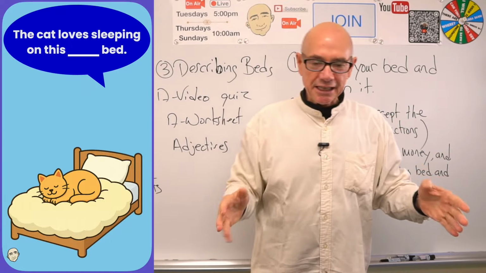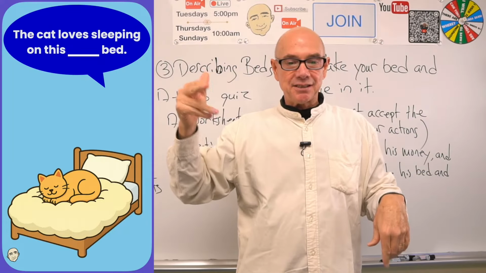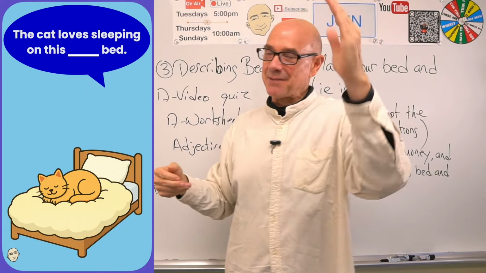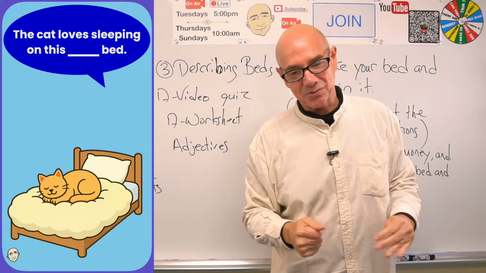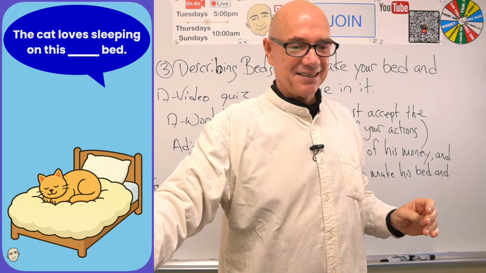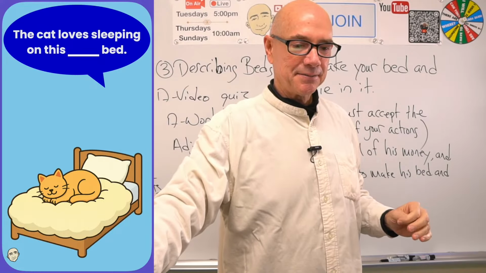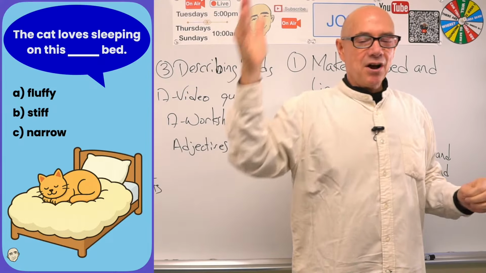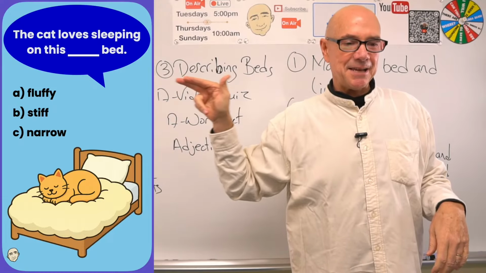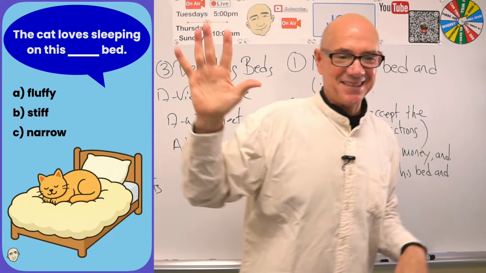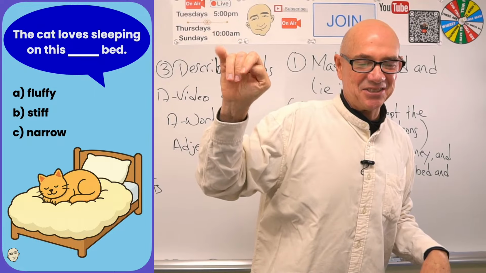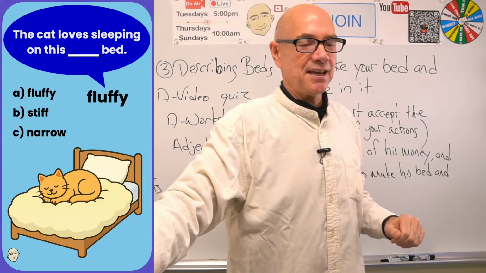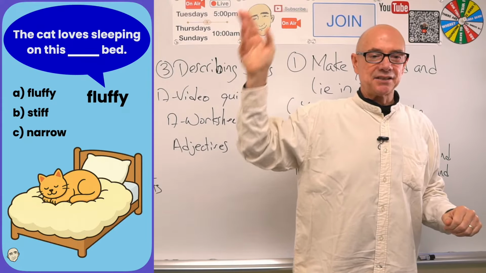Now, Mary, cushion is a noun, but to make it an adjective, we can say cushiony. I think that's a word, cushiony. Maybe. May not be a word, but cushiony kind of sounds like a word. Okay, let's have a look at the three choices. Fluffy, stiff, narrow. I think we know what it is. Fluffy, stiff, narrow. Yeah, we're going to see the answer, but you know the answer already. That's right. Fluffy, the cat loves sleeping on this fluffy bed.